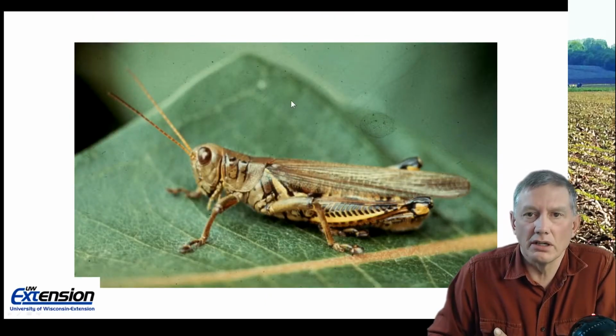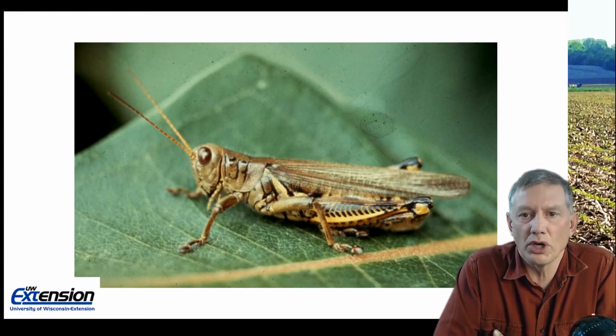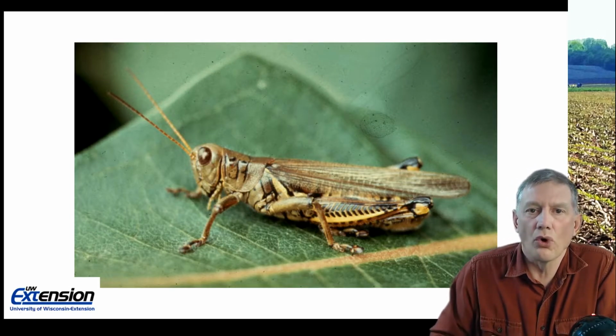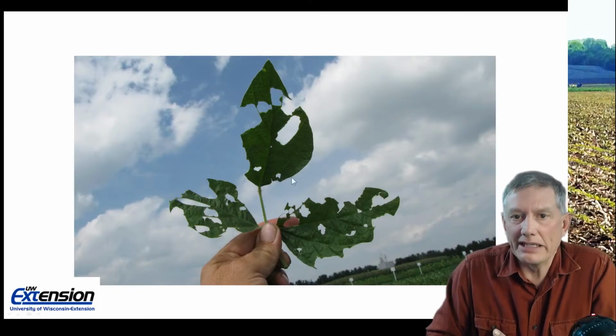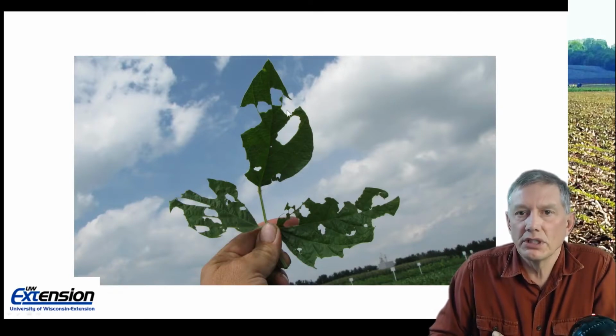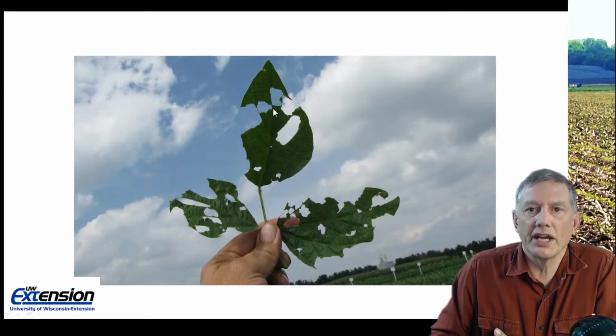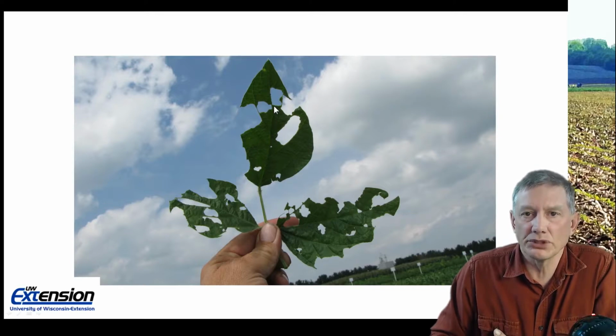And finally, numerous species of grasshoppers can feed on soybeans, but they tend to be more of a problem in dry years or the year after a drought year. Here's a picture of a leaf of soybeans, and your task, as I mentioned earlier, would be to identify percent defoliation on the entire plant, not on just a few leaves.